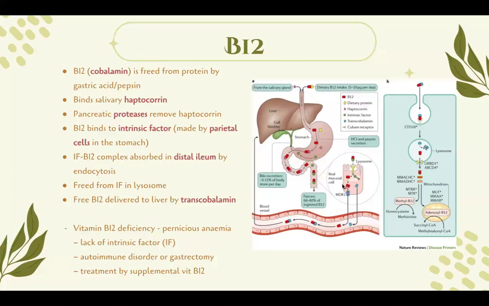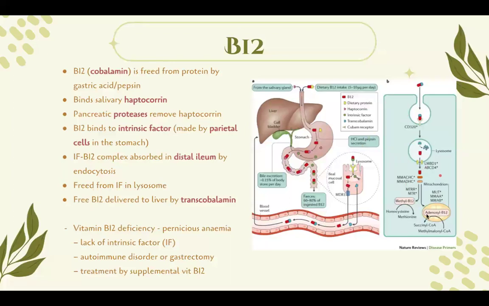So we need to transport B12 through the blood so that we can actually use it, right? We need to send it to the liver so that it can do all of its functions. So B12, in order to be transported in blood, needs to be combined with something called transcobalamin, okay? It comes from cobalamin, which is B12. So B12 joins with transcobalamin, and they go into the blood and are delivered to the liver so that it can be used by all these functions.